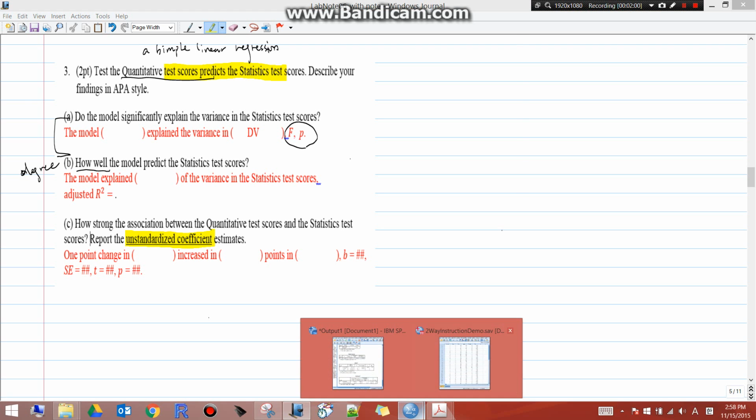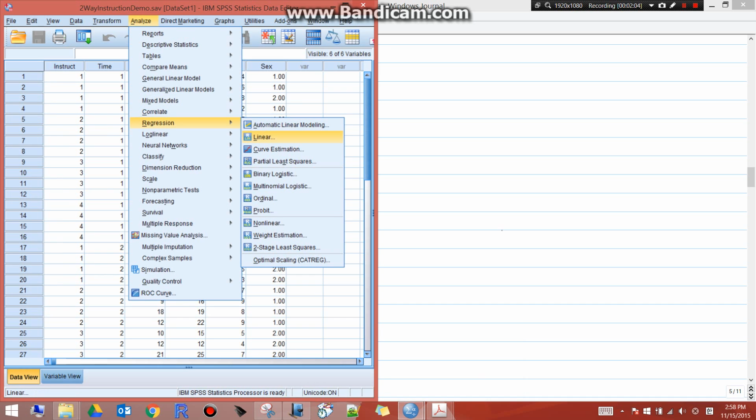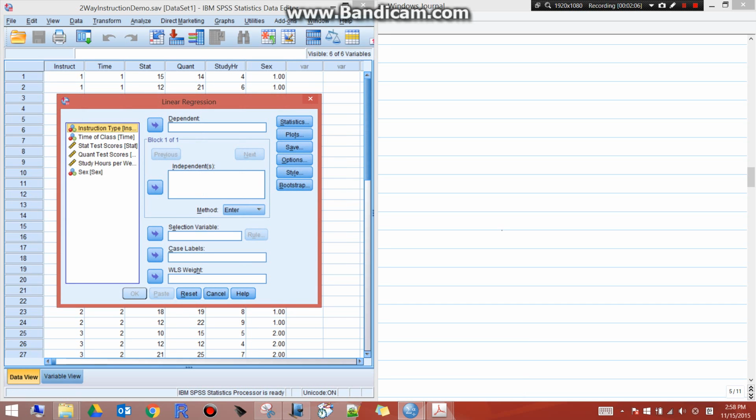Let's move to the data. So go to Analyze, go to Regression, go to Linear Regression. So what is our dependent variable? Dependent variable is statistics test scores. What is our independent variable? There is only one single independent variable, quantitative test scores. Let's move that independent variable over.